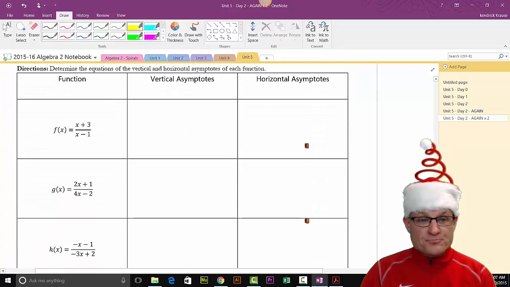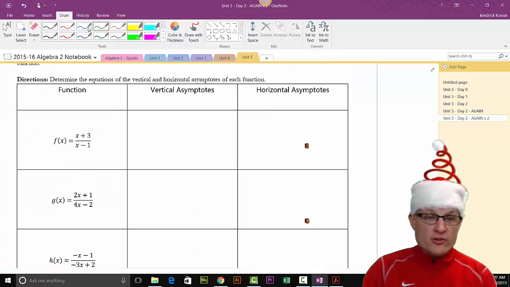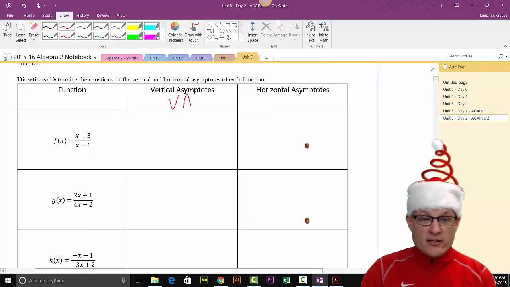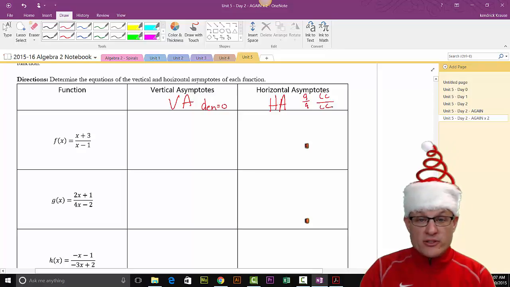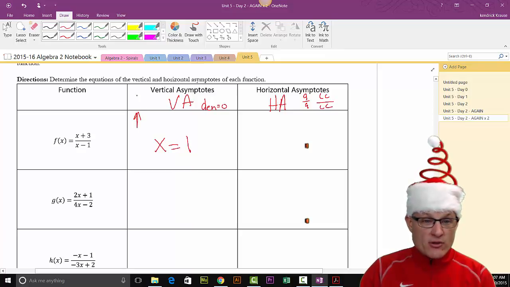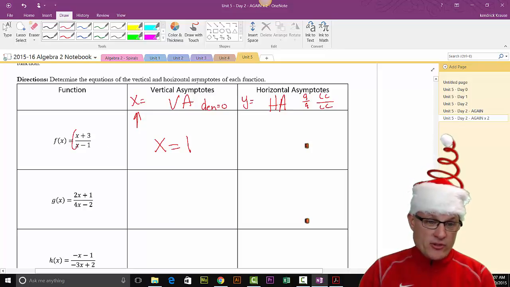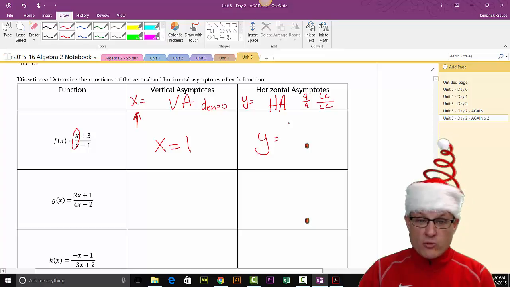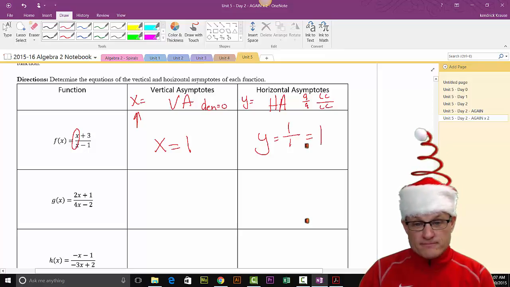So let's talk. I want you to tell me the vertical and the horizontal. By the way, VA and HA, the vertical asymptote and the horizontal asymptote. Remember, this is what makes the denominator equal 0, and this is the ratio of a over c, or the leading coefficient over leading coefficient. So in this case, x equals 1. Vertical lines are x equals lines, right? These are all x equals lines, these are all y equals lines. The leading coefficients, well, they're both 1, so that's y equals 1 over 1, or just 1.